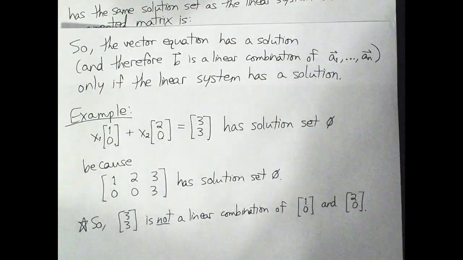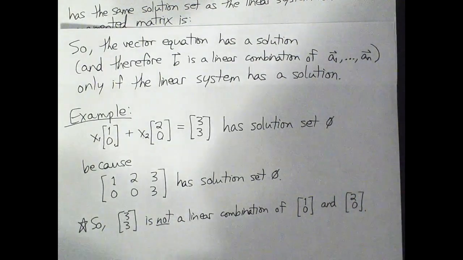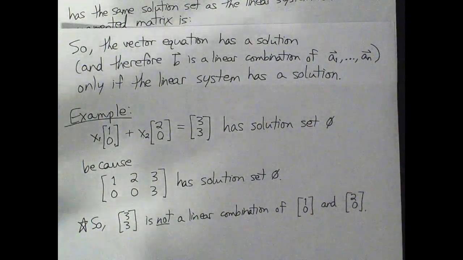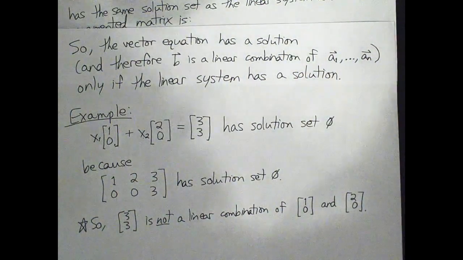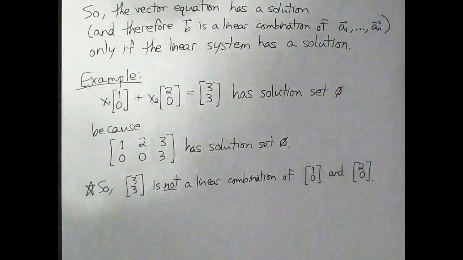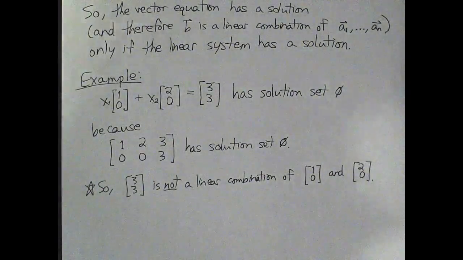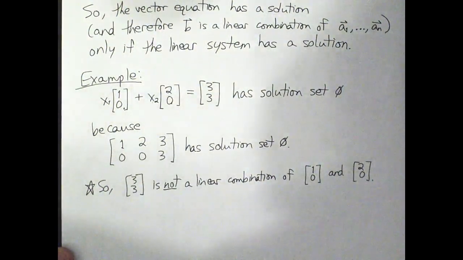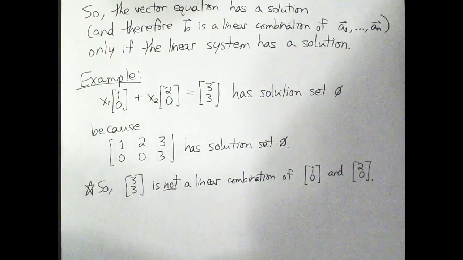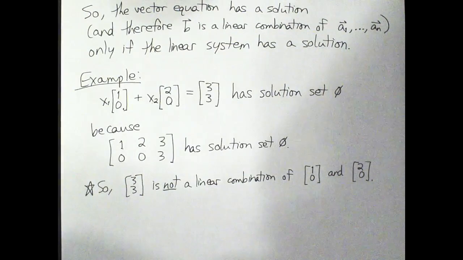Okay, now 3, 3 might be a linear combination of some other vectors. It probably is, but not these two vectors. So sometimes things are linear combinations of what you want, and sometimes they're not. And it kind of comes down to solving a system. So I think linear combination was an important definition that we're going to be using quite a bit this semester.